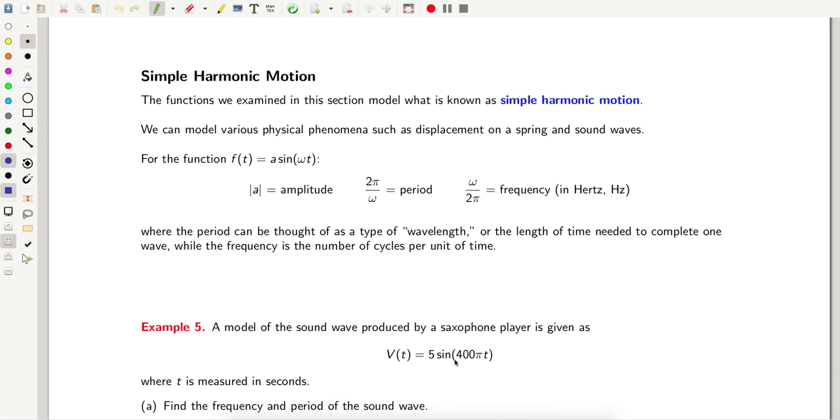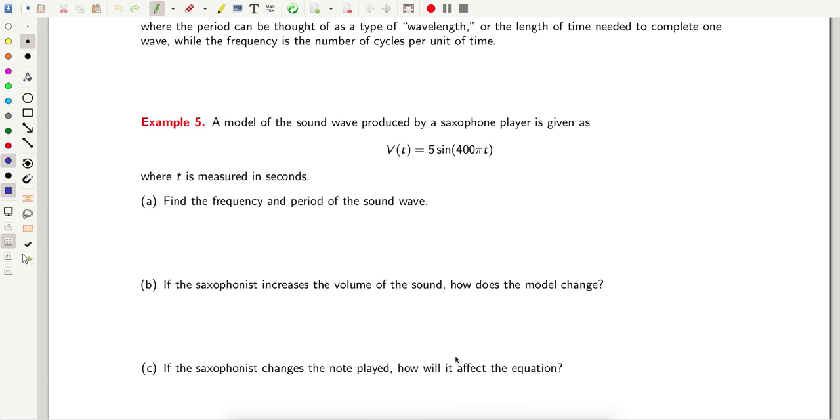All right, so example 5, we have a model of a sound wave produced by a saxophone player, given as v of t equals 5 sine 400 pi times t, where t is measured in seconds. So part A, we're going to find the frequency and the period of this sound wave. It really doesn't matter what order we go in. If we want to find the period first, because that's what we're more used to doing, that's fine.